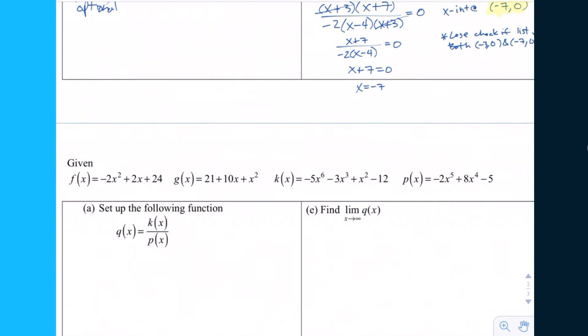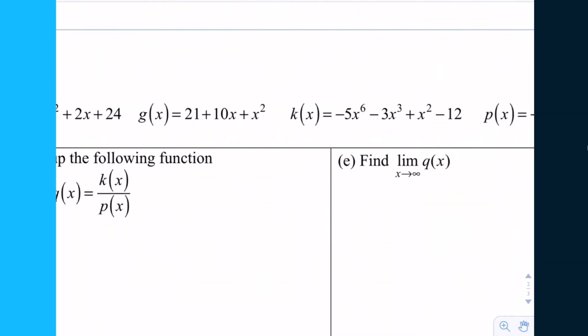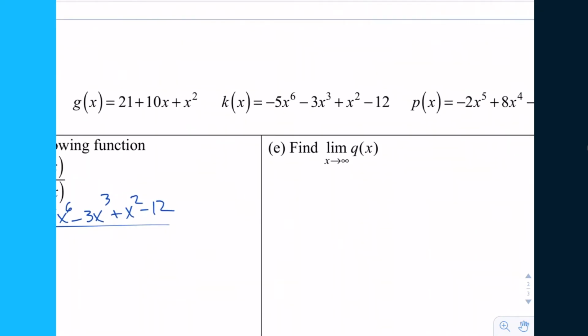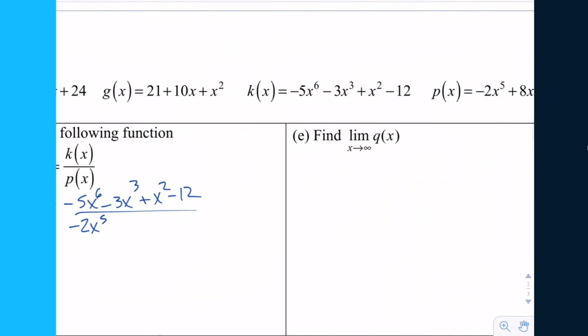We got f, g, k, and p. Set up the following function. So once again, kind of the same idea. We got k of x equals -5x to the 6th minus 3x cubed plus x squared minus 12, all over p of x, which is -2x to the 5th plus 8x to the 4th minus 5. So that's going to be the 11th check. But again, it must be an equation.